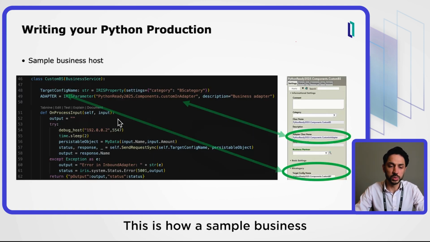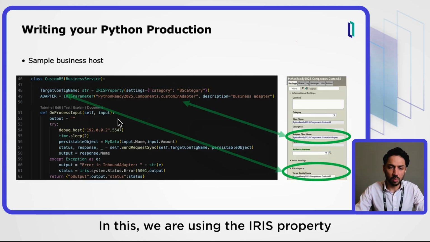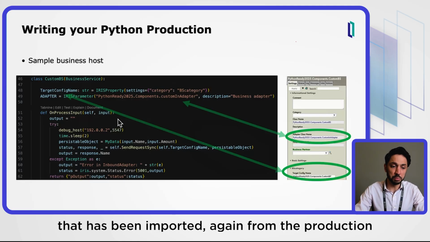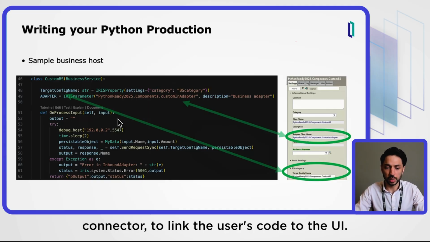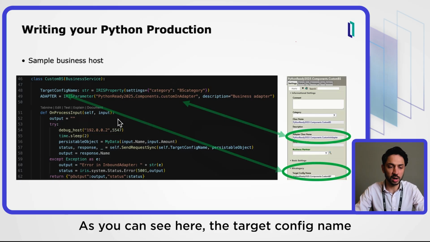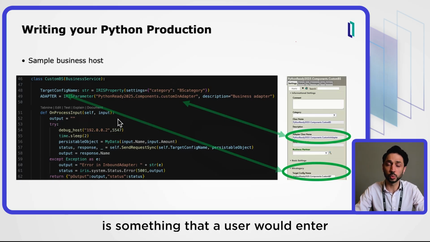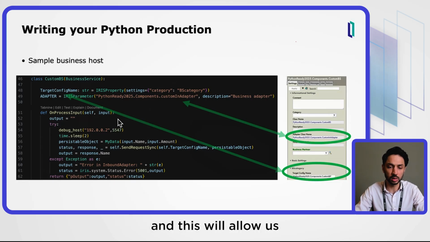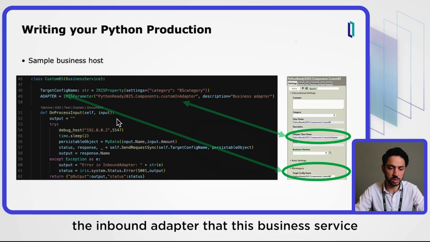This is how a sample business host would look like. In this, we are using the IRIS property and the IRIS parameter that has been imported again from the production connector to link the user's code to the UI. As you can see here, the target config name is something that a user would enter in the UI at the time of creating the production, and this will allow us to create an instance from this class. And the adapter signifies the inbound adapter that this business service class is using.